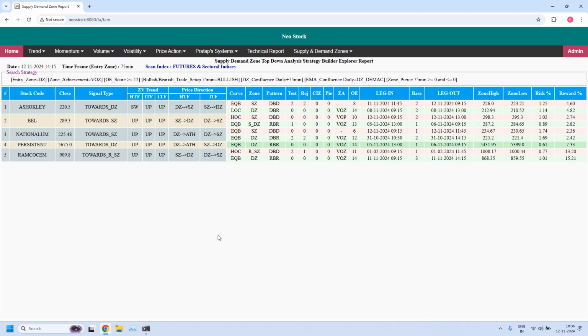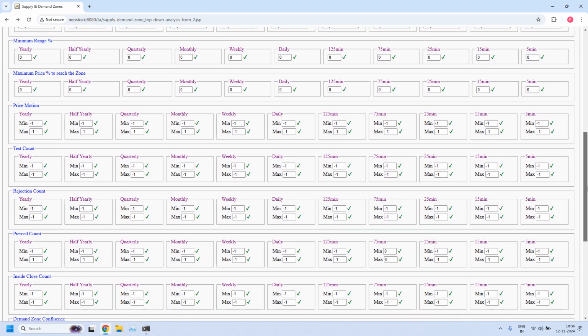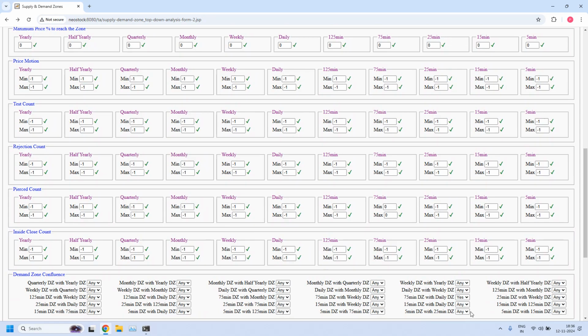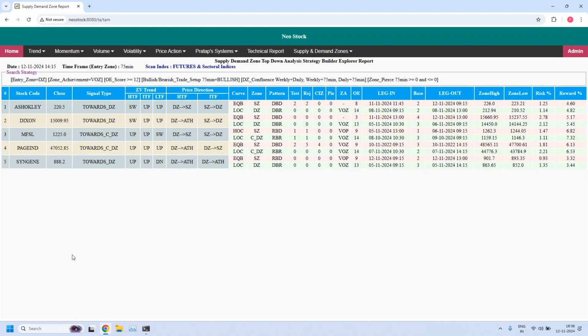Okay, next let us look for LTF, ITF and HTF demand zone confluence. I am removing the EMA filter. In the demand zone confluence, we need to set 3 filters: 75, daily and weekly. The 75 demand zone with daily demand zone is already enabled. Next filter, 75 minutes demand zone with weekly demand zone confluence, and daily demand zone with weekly demand zone confluence. All the 3 filters are enabled. With these 3 filters, we get LTF, ITF, HTF demand zone confluence stocks.